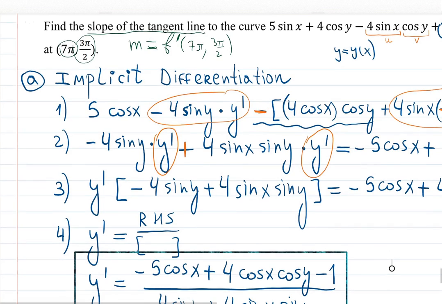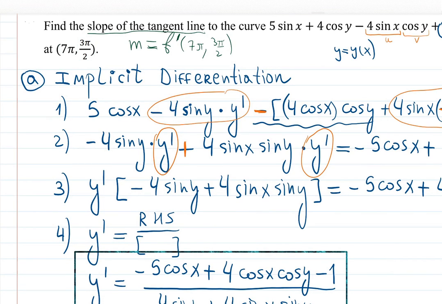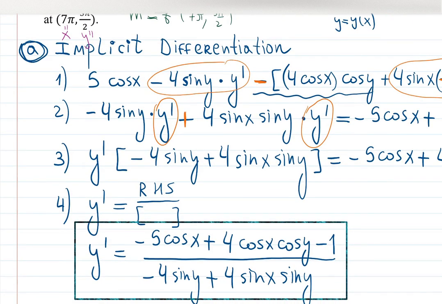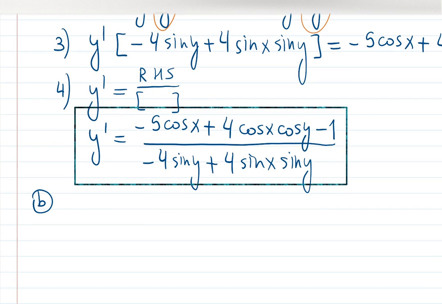Okay, this was A, implicit differentiation. Do you remember what we were asked to do? We were asked to plug this data into the derivative because we want to find the slope of the tangent line. We just found a derivative, so I'm going to plug x equals 7 pi and y equals 3 pi over 2. That's going to be B.